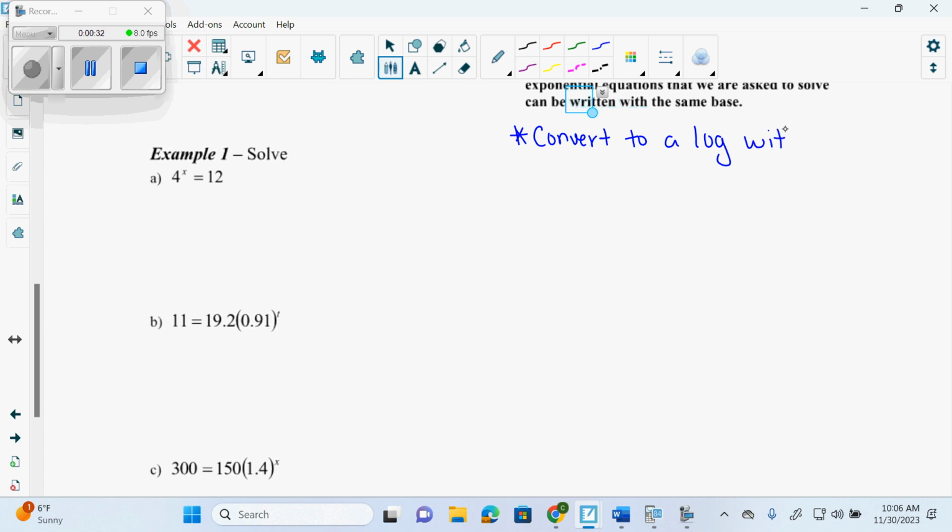with one variable exponent. So you convert to a log with one variable exponent. That's one option. Or what we're going to also learn today is to log base 10 both sides.